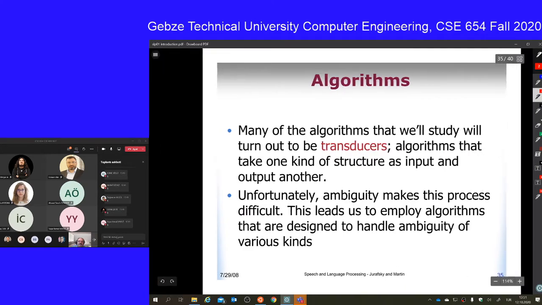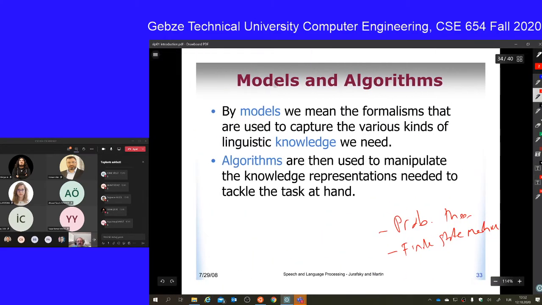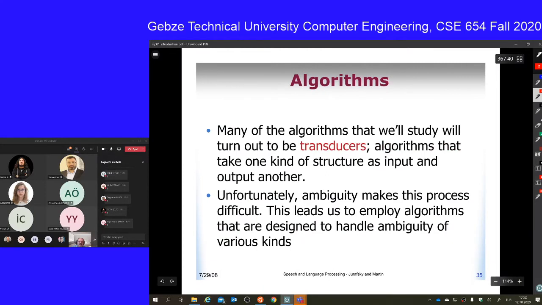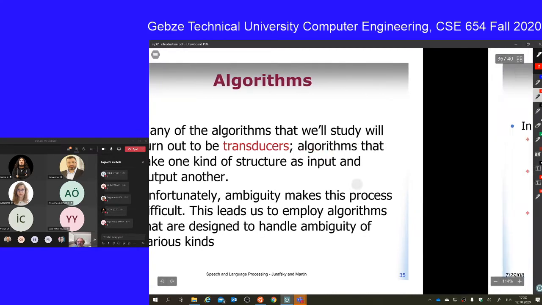With the algorithms, remember we are talking about models and algorithms, many times what we will implement will be a transducer. That means we are going to take some form of input, and then output some form of output. So a sequence of words will be converted to a sequence of tags, maybe a sequence of classes. This is called a transducer. But this process is difficult because there are many ambiguities, and many ambiguities means that for a given input, there might be more than one output sequence.